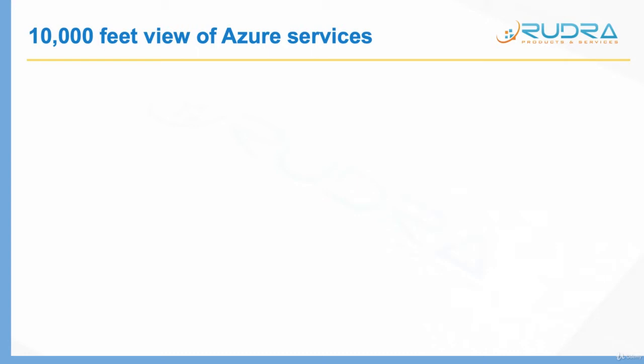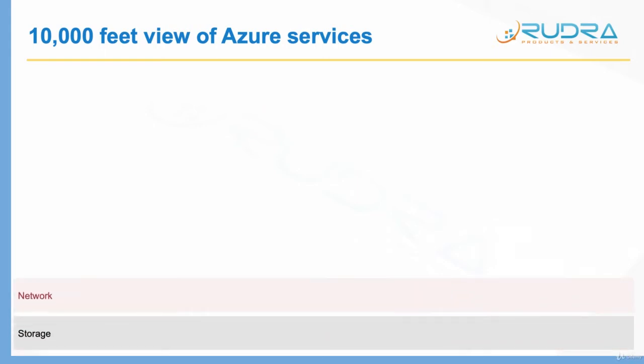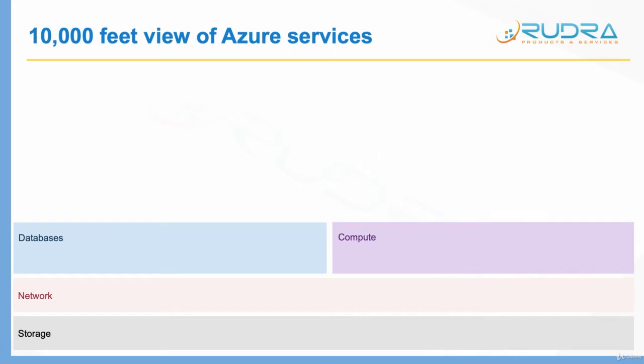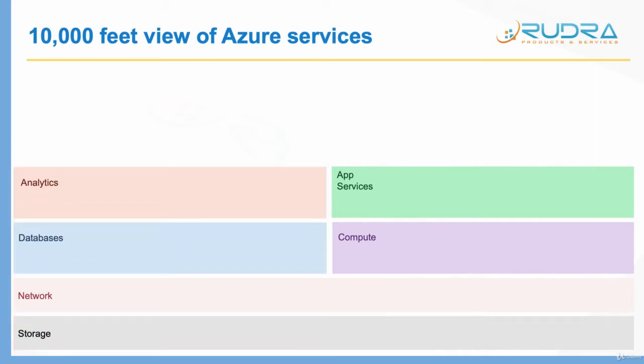Any kind of IT architecture generally starts with storage. On top of storage, you will have network. And on top of network, you will have databases and compute. And on top of compute, you'll have app services. And also on top of databases and app services, you can have analytics. And in order to integrate these applications, you can have enterprise application integration.